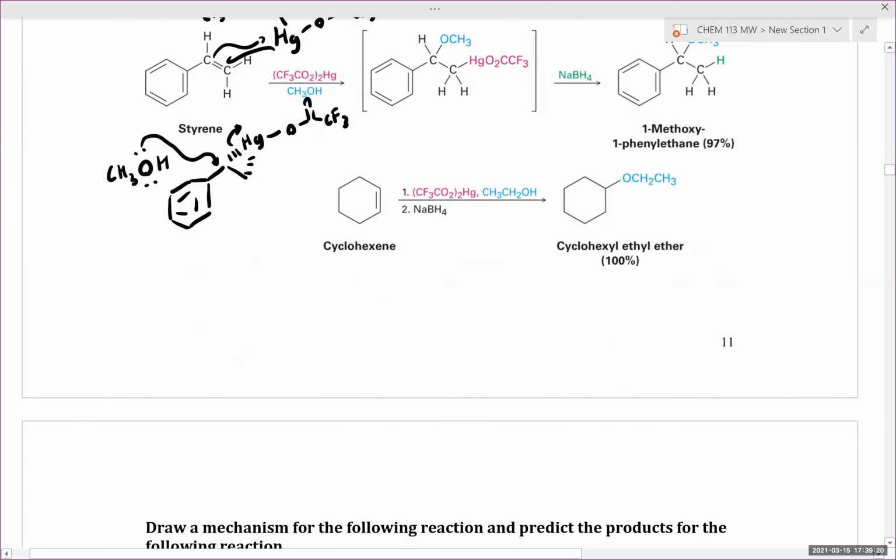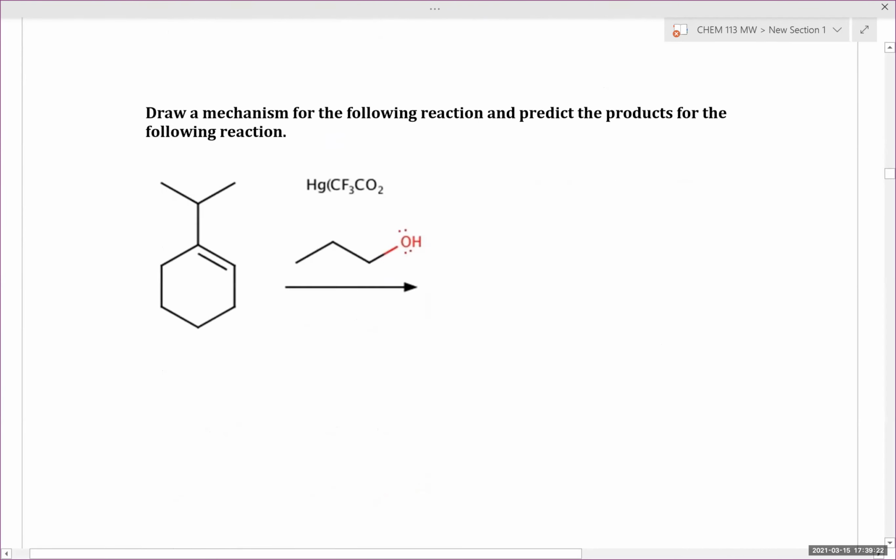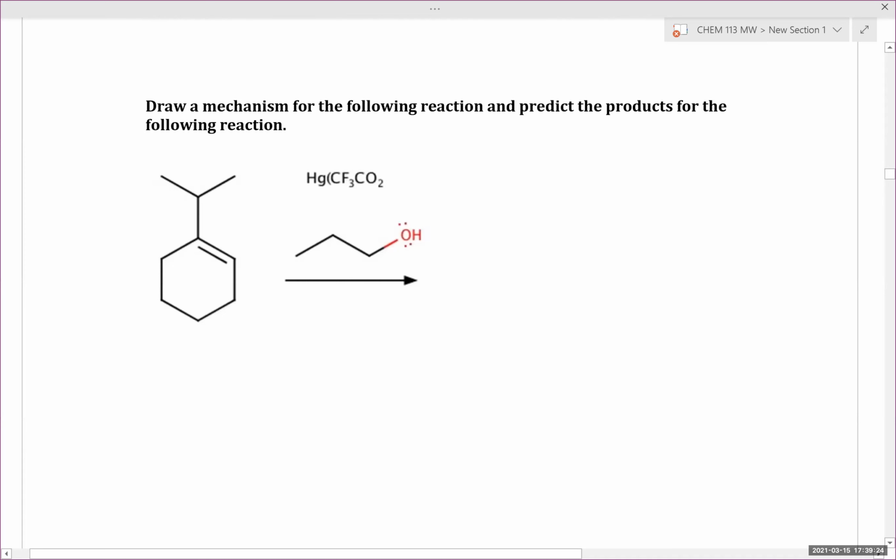Okay, so let's practice what we've learned, and let's draw a mechanism and predict the products of the following reaction. And notice we're just dealing with the first step, the alkoxymercuration step. So let's take about 3 to 4 minutes and let's try to predict the product from this reaction and draw the mechanism for this reaction.